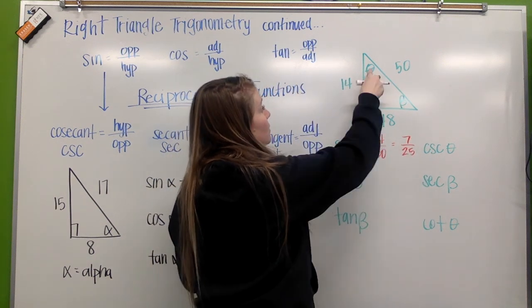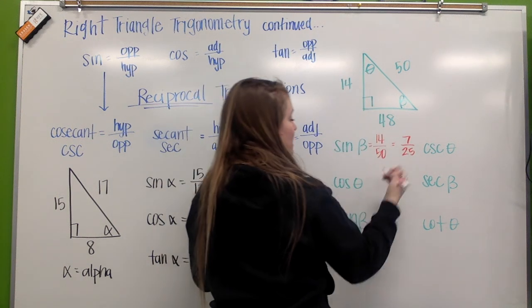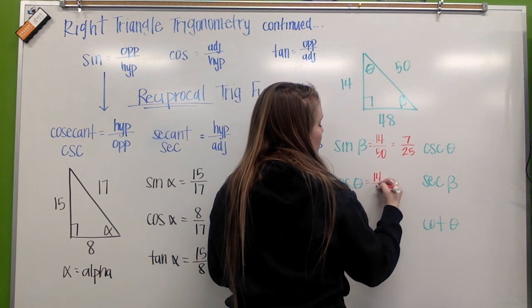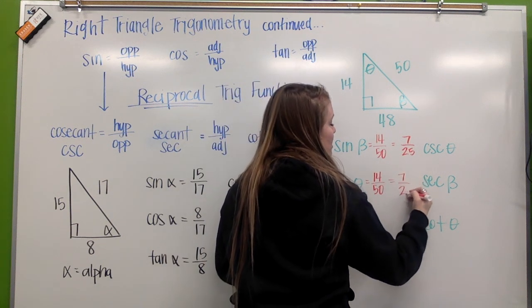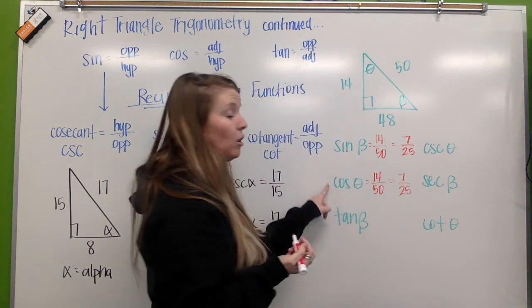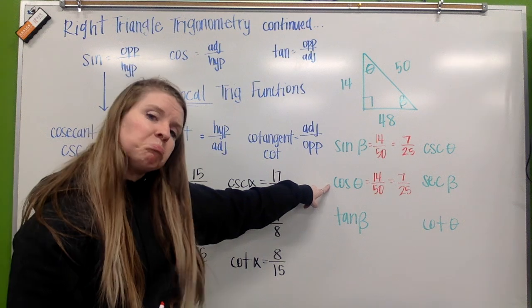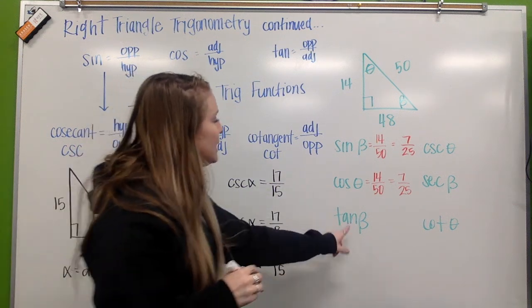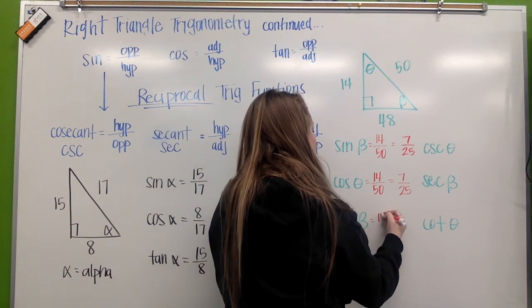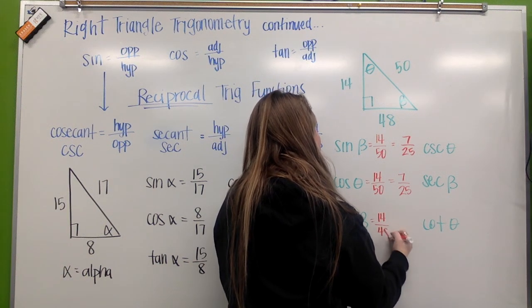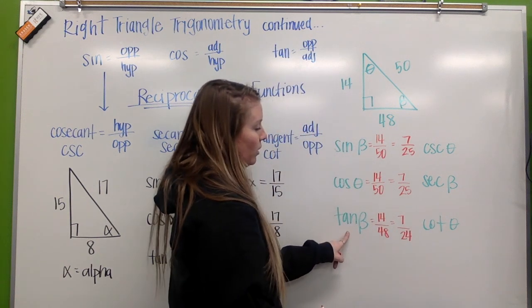Cosine of theta. Theta is here, so the adjacent side is 14. So that's going to be 14 over the hypotenuse of 50. That's going to give me 7 over 25. If we notice, the sine of beta is equal to the cosine of theta. Pretty cool. Tangent of beta. That's going to be opposite over adjacent, which is 14 over 48. So I'm going to get 7 over 24.